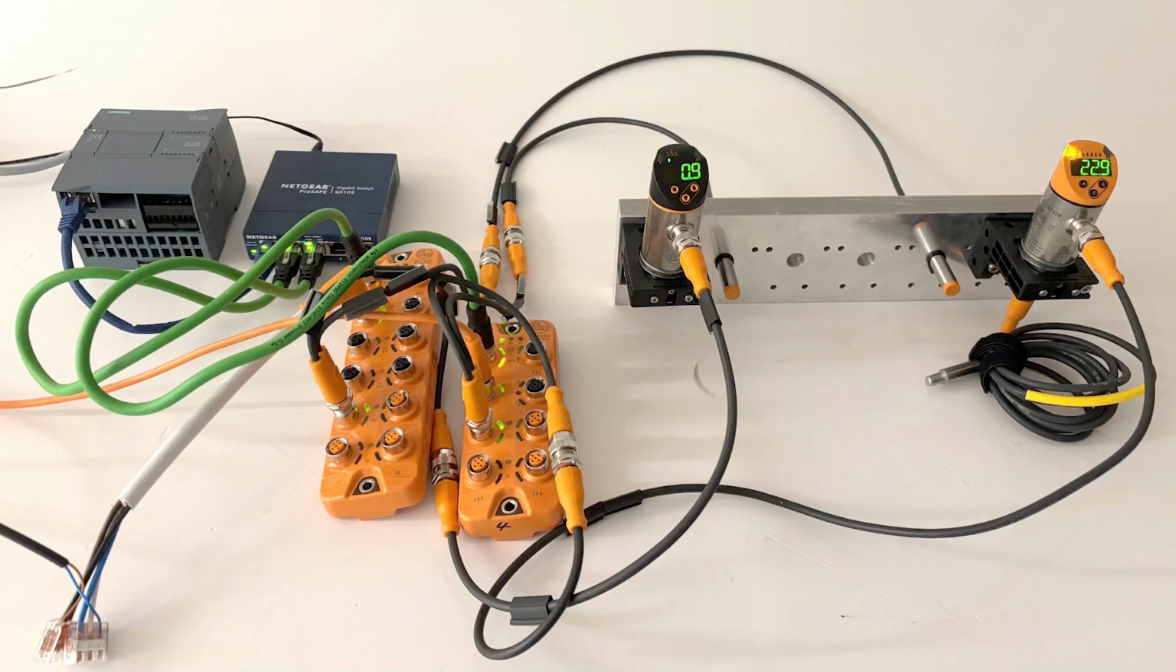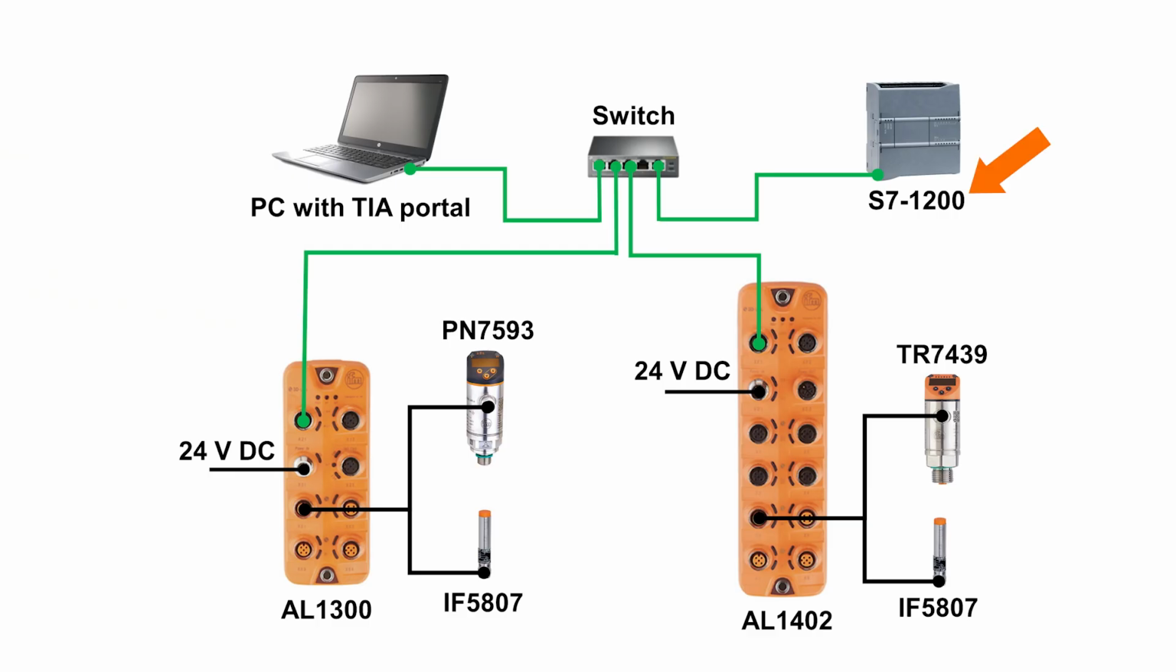Let's first take a look at the hardware. Depending on the I/O link master, the information of the additional binary signal is read out differently. Therefore, an AL1300 Dataline and an AL1402 Performanceline Master are used in this setup to show both possible variants. The masters are connected to a Siemens S7-1200 PLC with PROFINET interface via a switch. As shown, two sensors are connected to one port each.